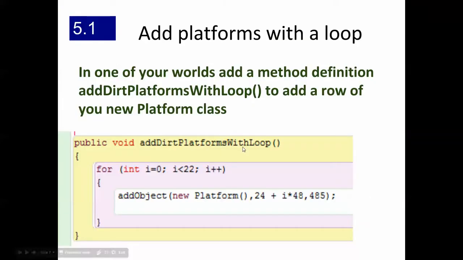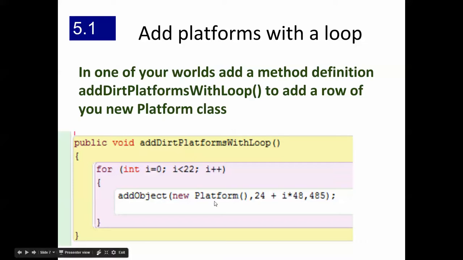Here's what we want to do: add platforms with a loop. In one of your worlds, add a method definition, add dirt platforms with loop, to add a row of your new platform class. I'm assuming you made a class called platform, made two images for it, and applied one image to it. You're going to add this code, public void add dirt platforms with loop. This is pretty simple. It should work. You're going to adjust the 22 for the number of platforms that you want.